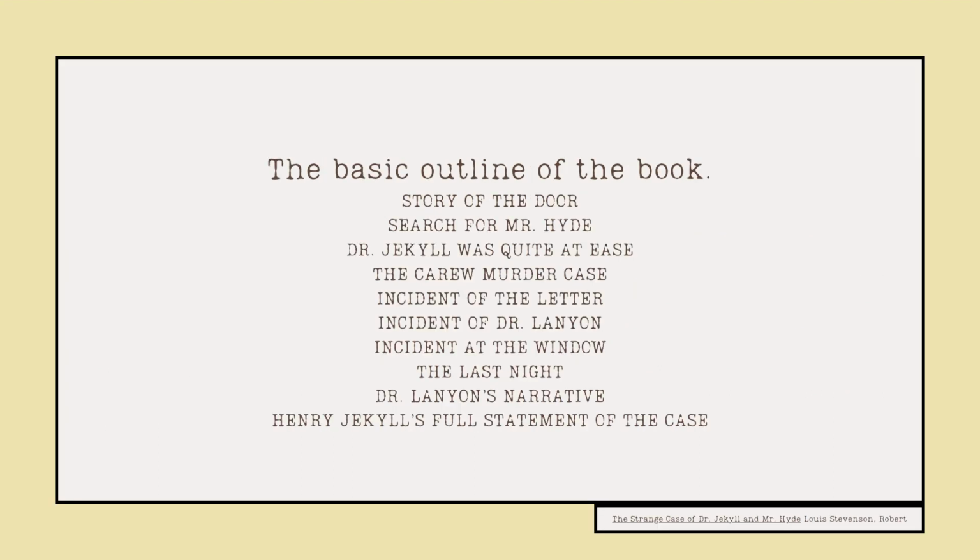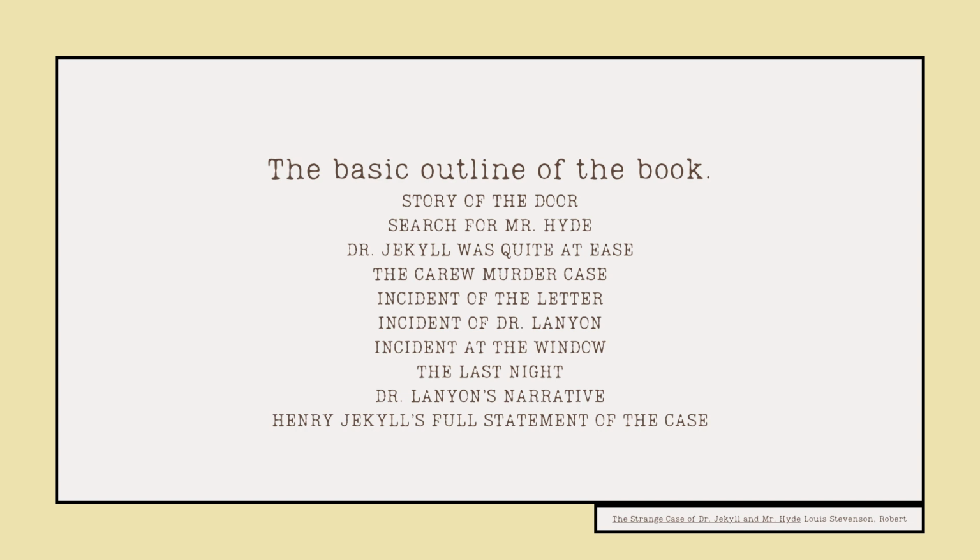The basic outline of the book. The story of the door. This is the first time we're given a vague description of Mr. Hyde as he injures a child. We aren't shown the connection between Mr. Hyde and Dr. Jekyll at this point, only that Mr. Hyde is staying with Dr. Jekyll, and that Mr. Hyde has the checkbook of Dr. Jekyll, which he pays off the family of the girl he injured with.